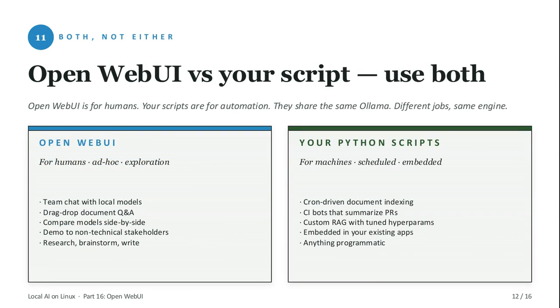With the gotchas out of the way, let's settle a question I get a lot. Does Open WebUI replace the Python scripts we wrote earlier in the series? No, and you shouldn't want it to. The WebUI is where humans live: ad hoc chats, dragging in a PDF, comparing models, demoing to a stakeholder who'd rather not see a terminal. Your scripts are where machines live: cron jobs indexing documents, CI bots summarizing pull requests, custom RAG embedded in your own apps. Same Ollama underneath, 2 completely different jobs.